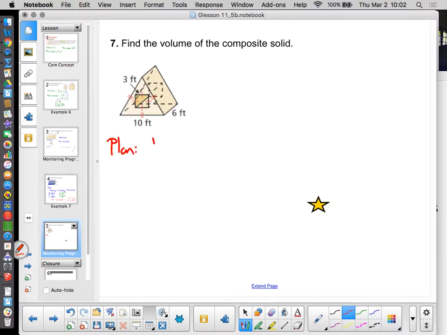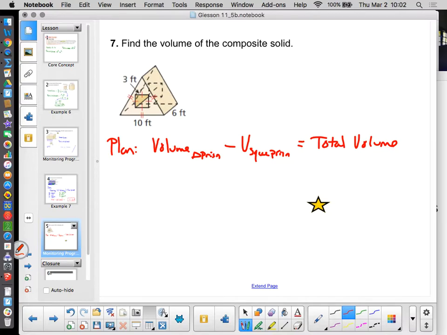Okay, so the volume of the triangle prism, and we have to subtract from that the volume of the square prism, equals total volume. I'm going to help get you started here. We're going to find the volume of the triangle prism first.